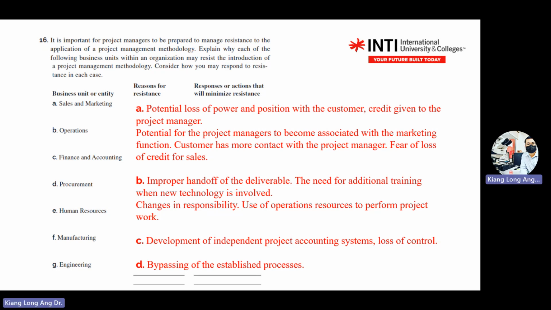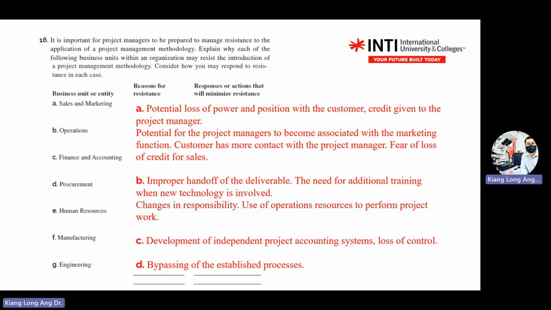Okay, so finance and accounting, accounting and finance: what is their fear, or the reason for resistance? They actually ask you the fear of that department. What are they afraid of?